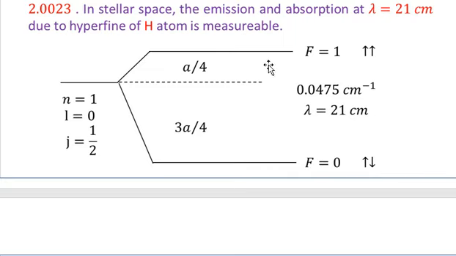And you know that the gap between these two levels is 0.0475 centimeter inverse. If there is a transition between these two levels, it will give you a wavelength of lambda equal to 21 centimeter. And this dotted line represents the level of the Bohr model. The level F equal to 1 exists at a height of A by 4 from the reference level of the Bohr model, and the F equal to 0 level at 3A by 4 below this reference level.